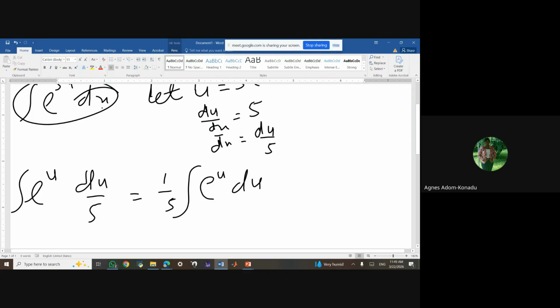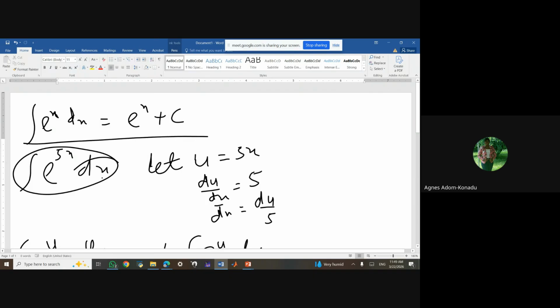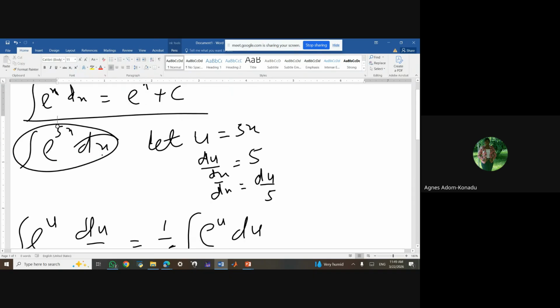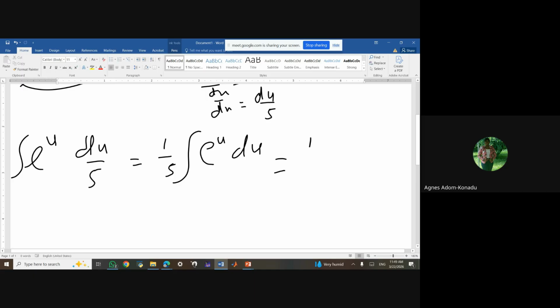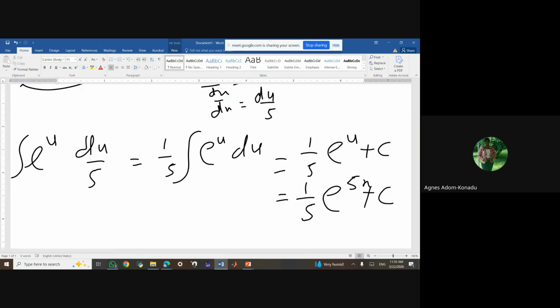Now, from the basic definition, I know that when I have e to the power x, the integral will be e to the power x plus c. So this means I have 1/5 e to the power u plus c. Then I'll go back and make the substitution for u. I know that my u is 5x. So that's 1/5 e to the power 5x plus c. So anytime I differentiate 1/5 e to the power 5x, I'm supposed to get e to the power 5x.